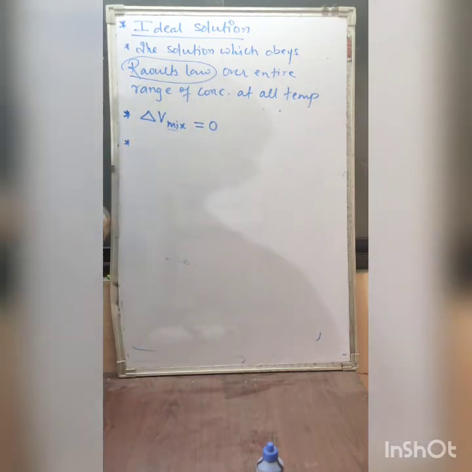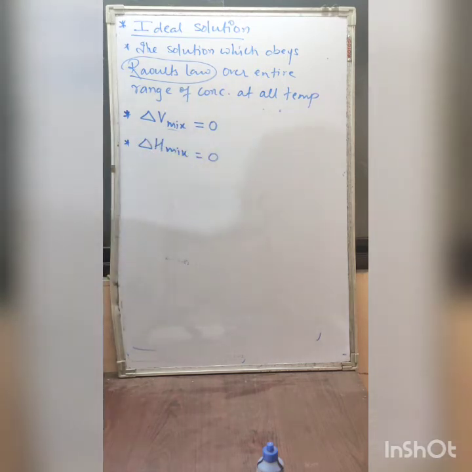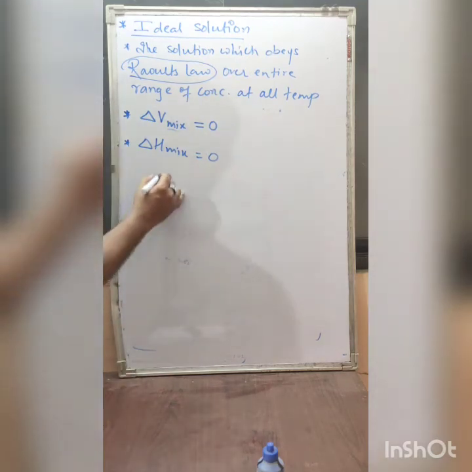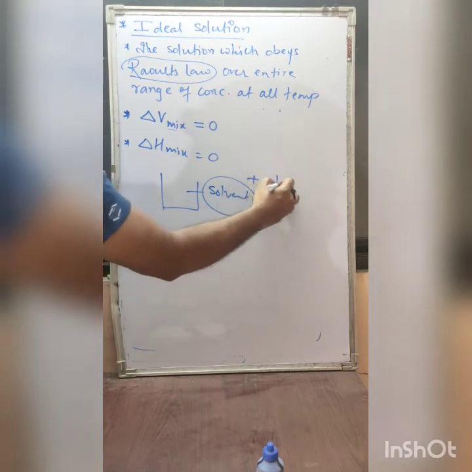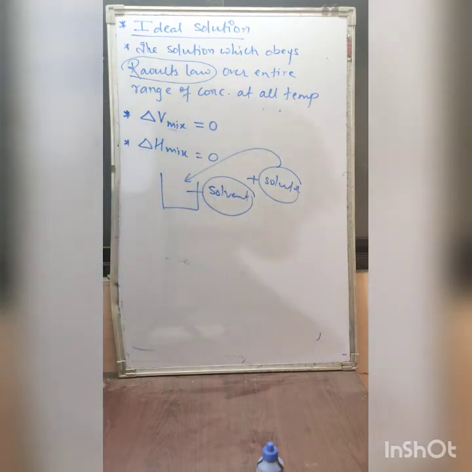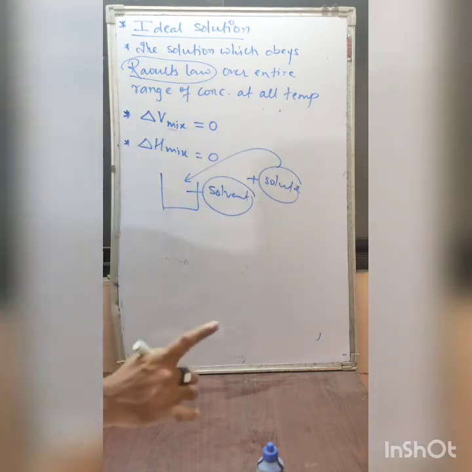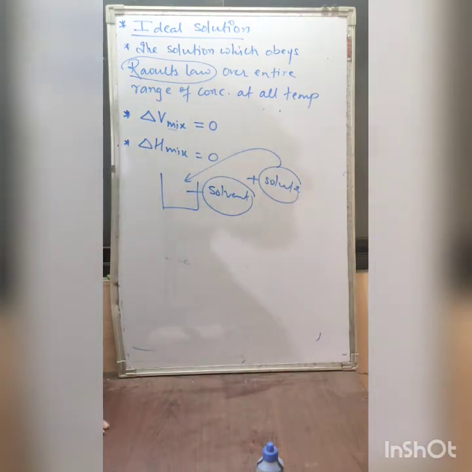Third condition: if delta H mixing is equal to 0, it means the enthalpy of mixing will be 0. Suppose once again I have a solvent, and I add a solid to this solvent. While adding the solid, no heat is evolved or absorbed. At that time, the enthalpy of mixing will be 0.